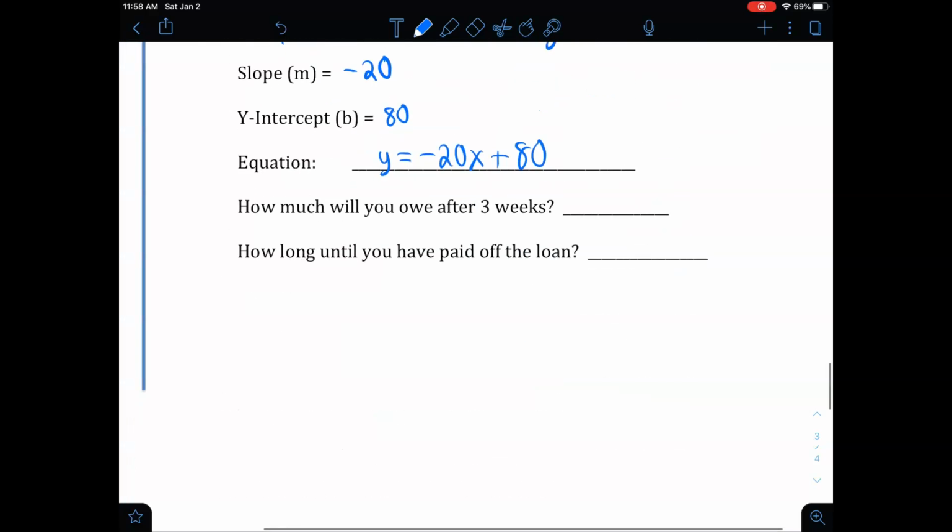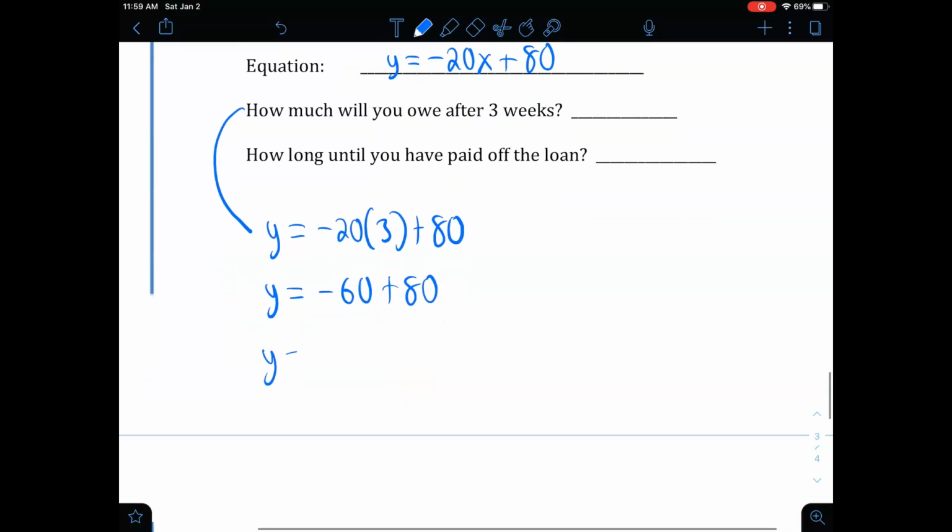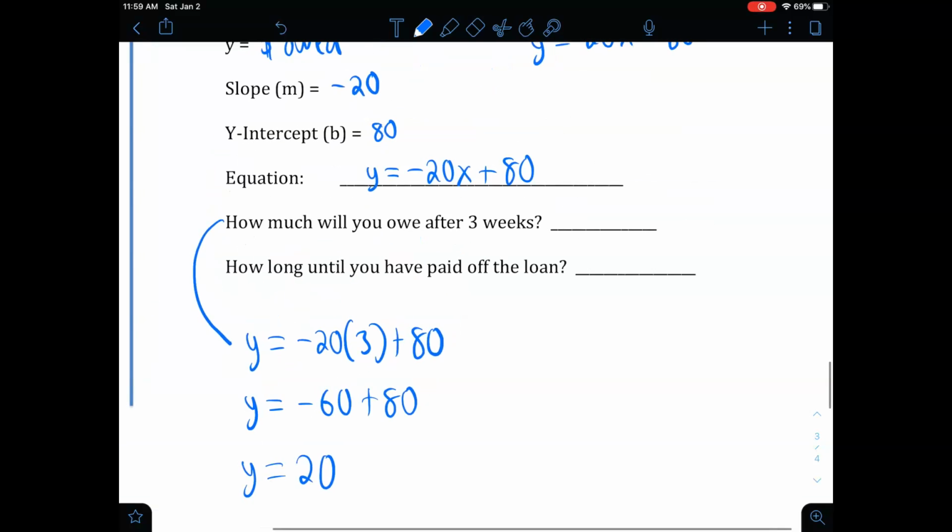Okay, how much money will you owe after 3 weeks? Well, we can take our equation now and plug this stuff in. So weeks, was that x or was that y? It was x. So we're going to do y equals negative 20 times 3 plus 80. So y equals negative 60 plus 80. That's going to be y equals $20. So you will owe, after 3 weeks, $20.